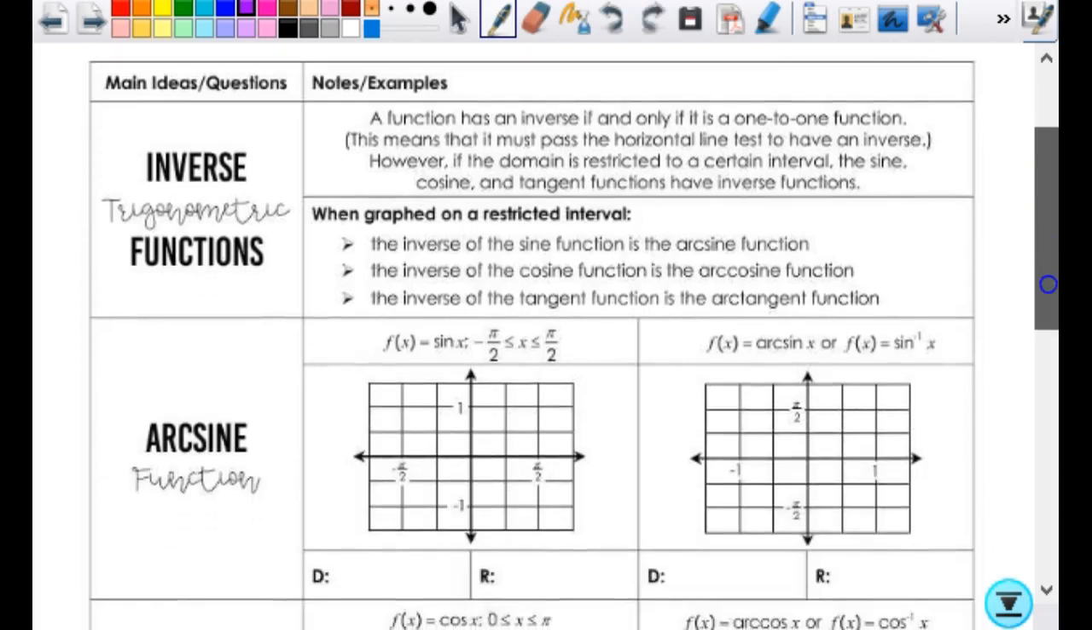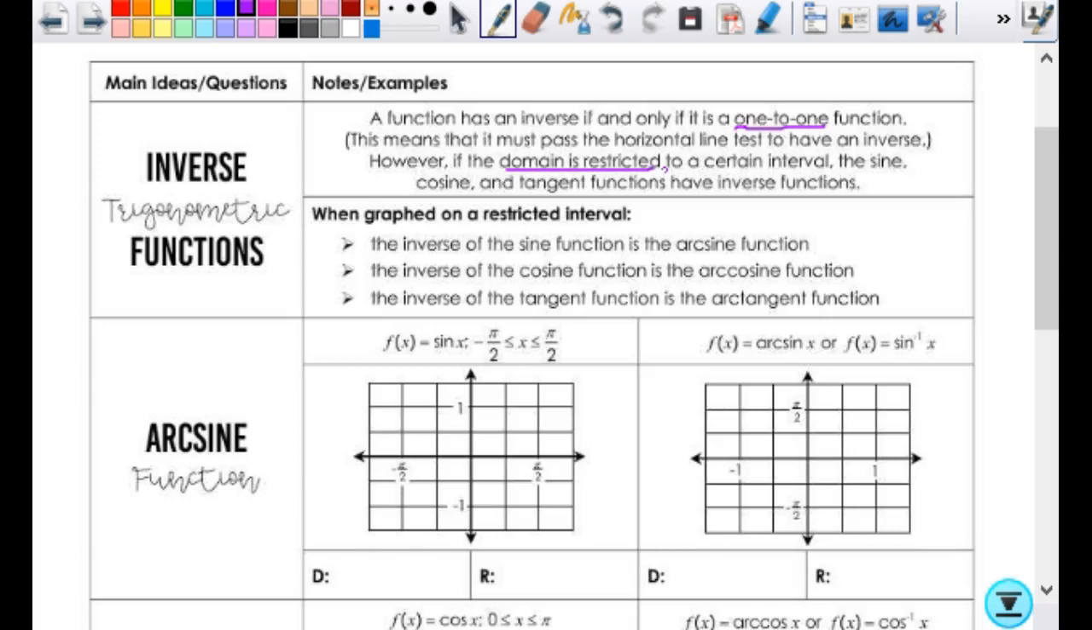So it says, in general, that a function has an inverse if and only if it is a one-to-one function. So remember what we had, one-to-one functions. This means it must pass the horizontal line test to have an inverse. However, if the domain is restricted to a certain interval, the sine, cosine, and tangent functions have inverse functions.